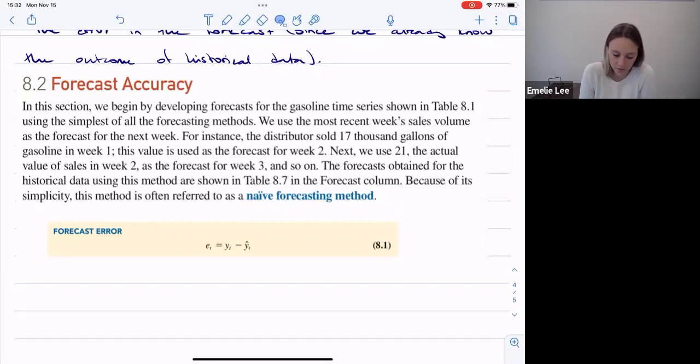So what we're going to do is look at, I don't have table 8.1, but I have the initial chunk in the table that I've given you. So we're going to look at that. But what we have is sales of gasoline over time. And so what we want to do is look at how can I forecast things? What are some of the methods that I could use here? And then how do I pick the best method?